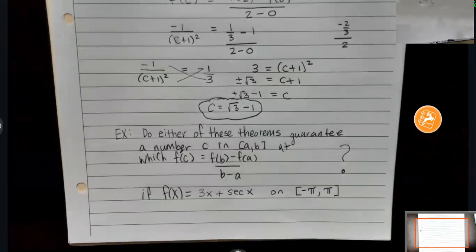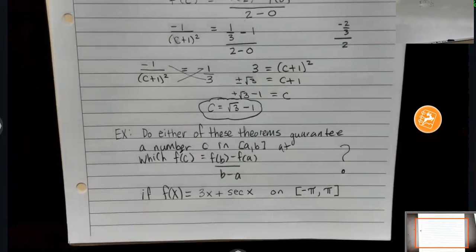Do I know that there's some value at which the tangent line has the same slope as the line through the two endpoints for this particular function? What are the requirements for the guarantee to hold? It has to be differentiable and continuous between -pi and pi.